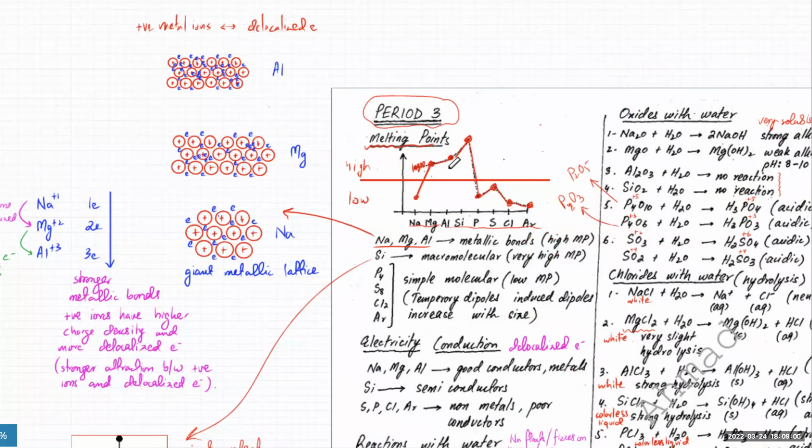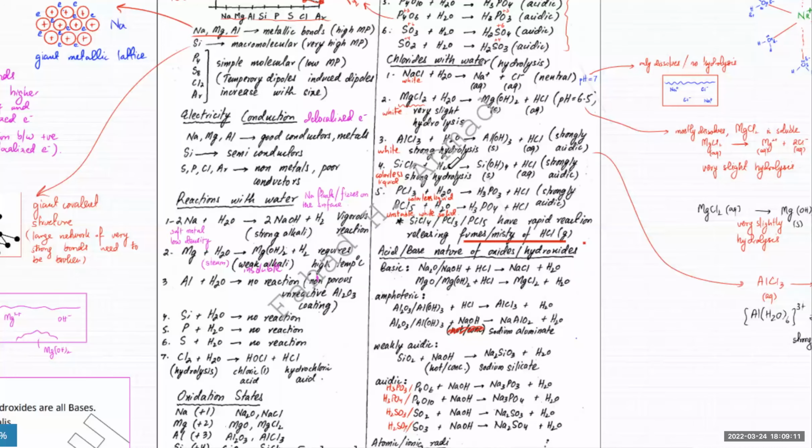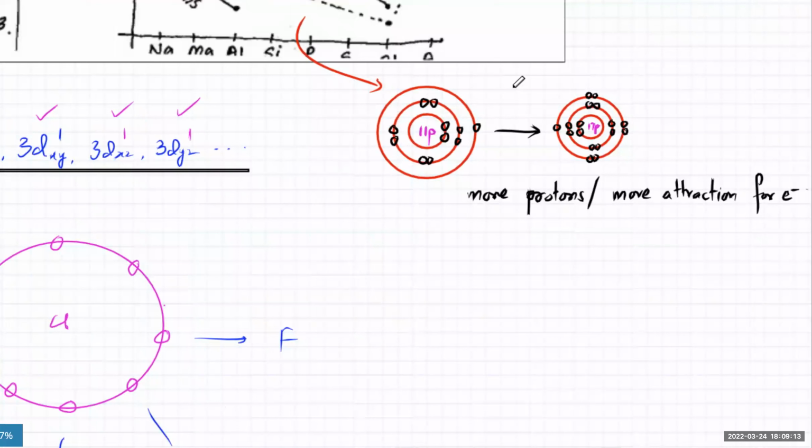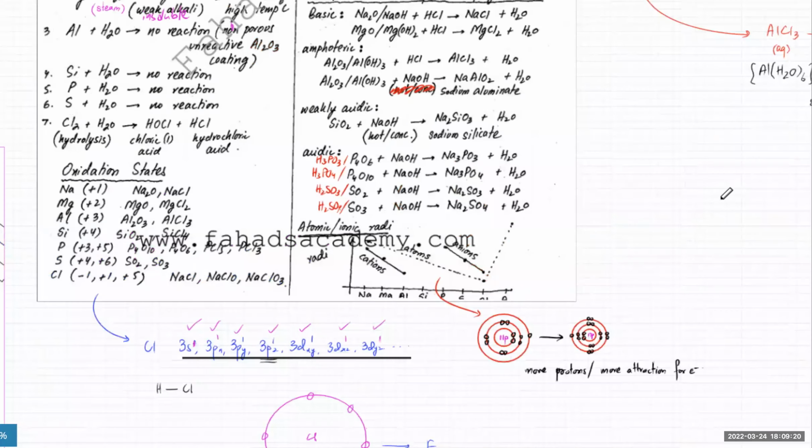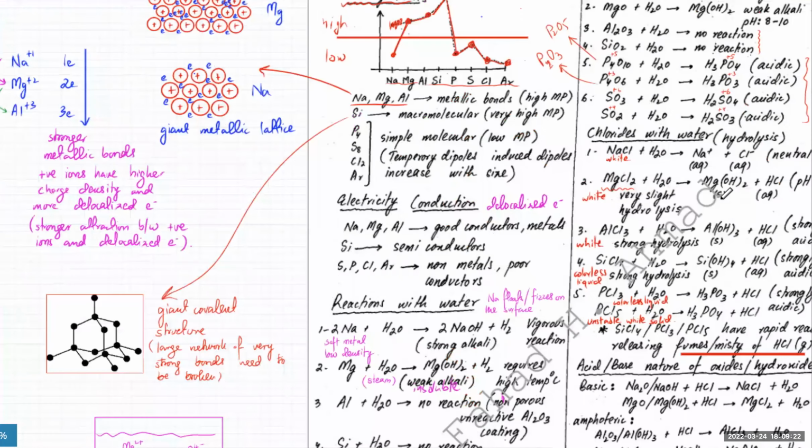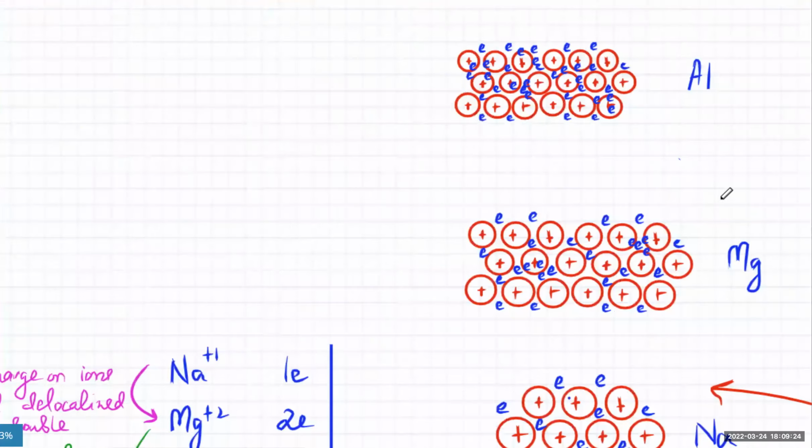Sir, why does the metallic radius decrease across the period? The reason is that the number of protons keeps increasing. When you move across the period, you have more protons, so more attraction for electrons. The shells are the same, right? Yes sir, so the shielding is constant.